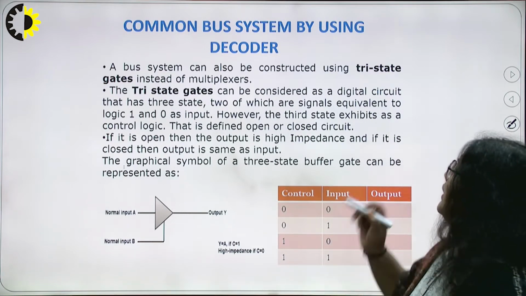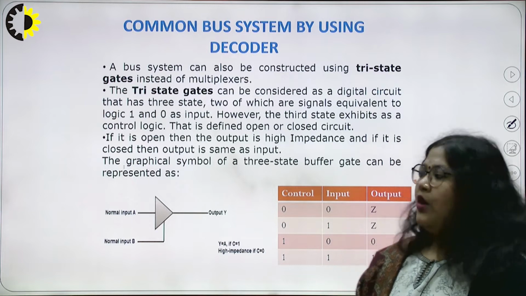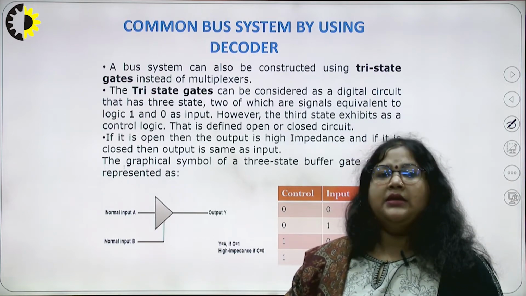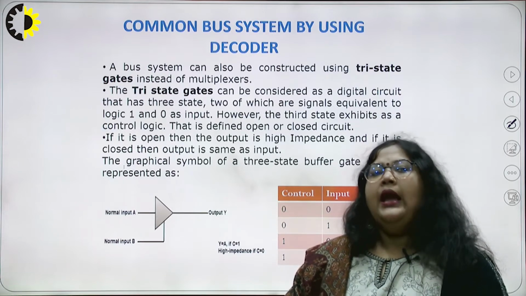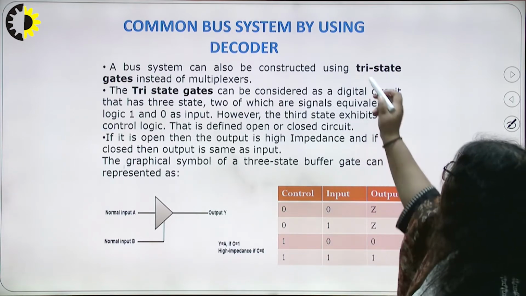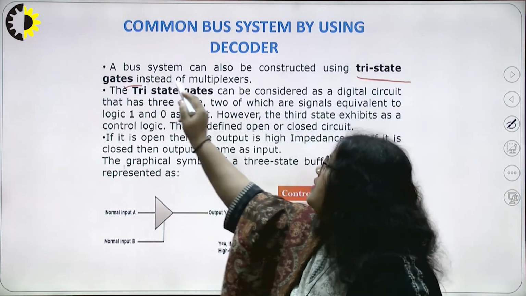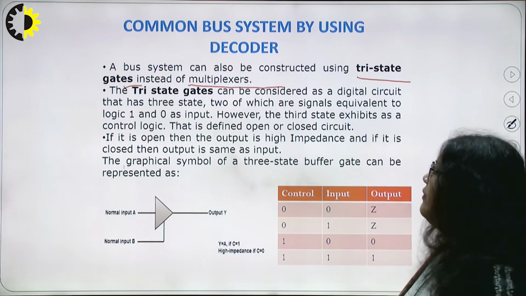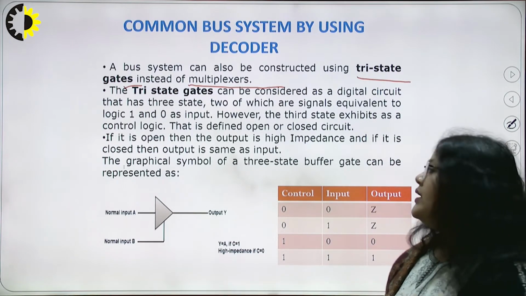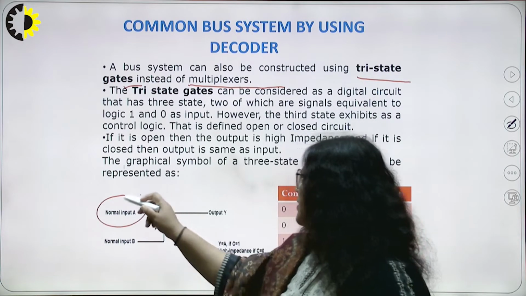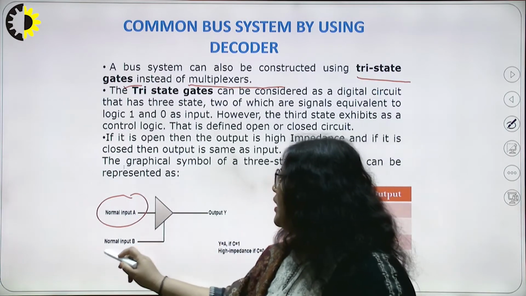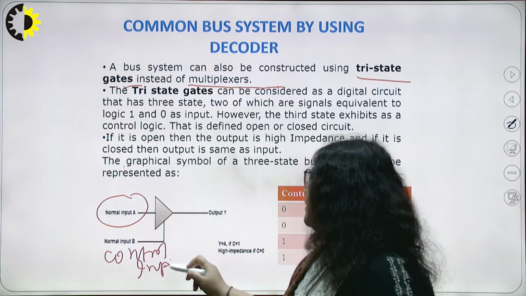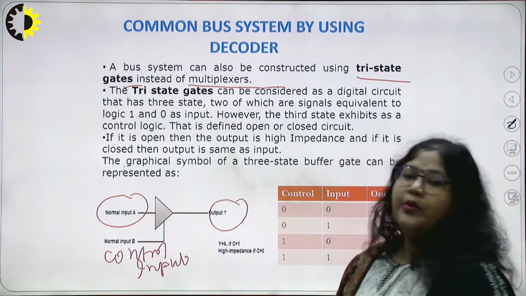Now in this slide, I explain what tri-state gates are, because we construct the common bus system by using the decoder and the tri-state gate. So what is the basic working of the tri-state gate instead of the multiplexer? A tri-state gate means we have three types of states. First is the normal input state, second is the control input state, and third is the output state.